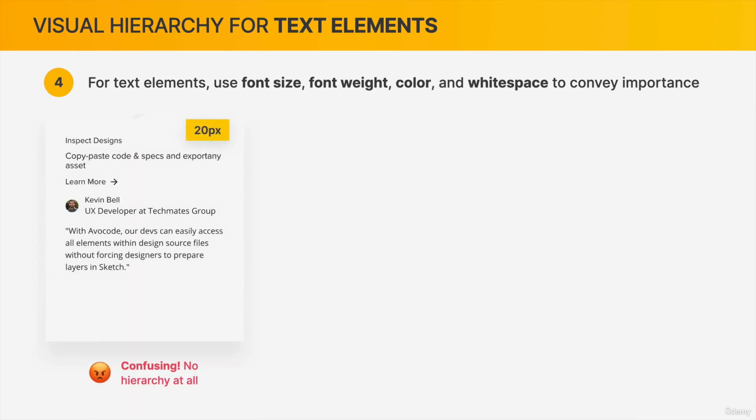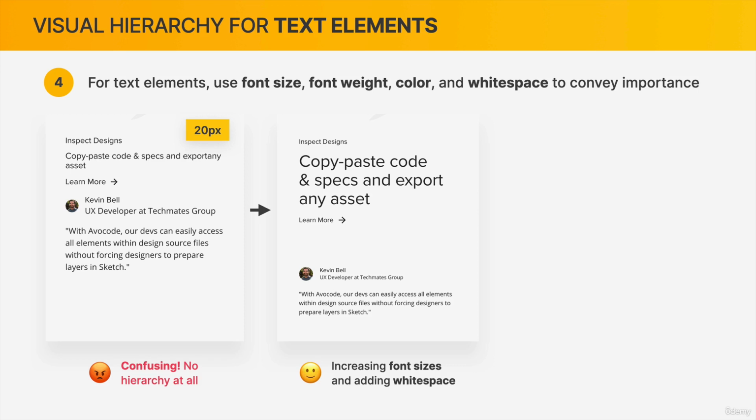And let's check out another example, which is this one, where at the beginning all the text is at 20 pixels and there is no hierarchy at all. There's no white space, no color, no font weight, and really nothing. So in order to improve this, we can change the font sizes a little bit and add some white space. So now there are a lot of different font sizes here according to the importance of each of the elements.